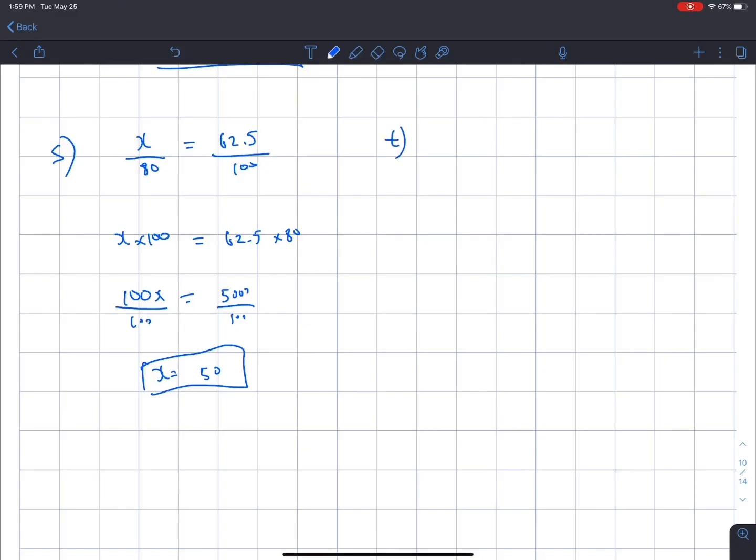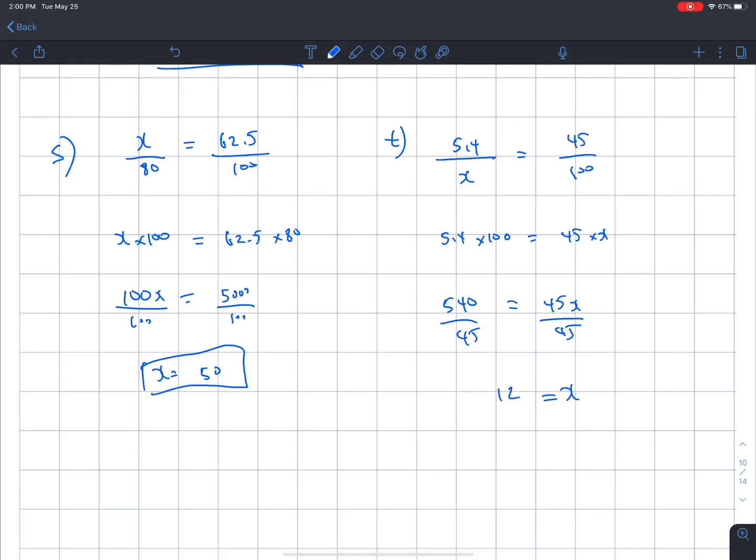T. 45% of what number is 5.4? So 5.4 over the base, what number? Because it's of what number? So the base is x equals 45% over 100. So 5.4 times 100 equals 45 times x. We have 540 equals 45x. And now we divide both sides by 45. Okay, x equals 12.